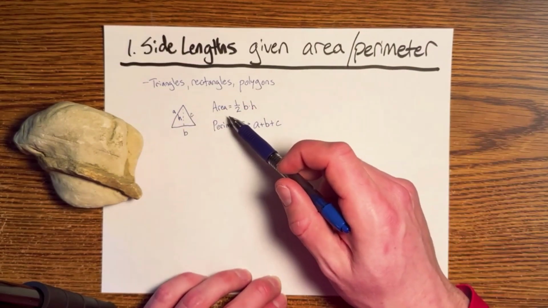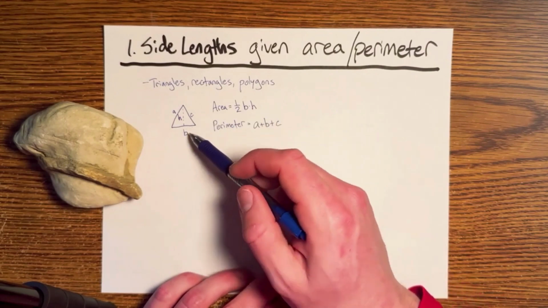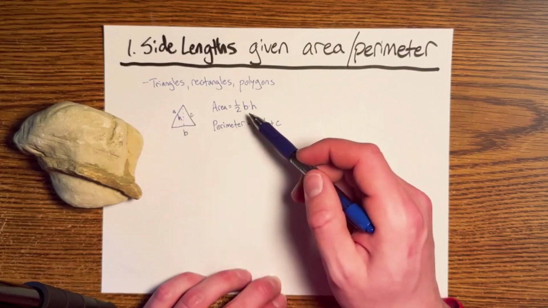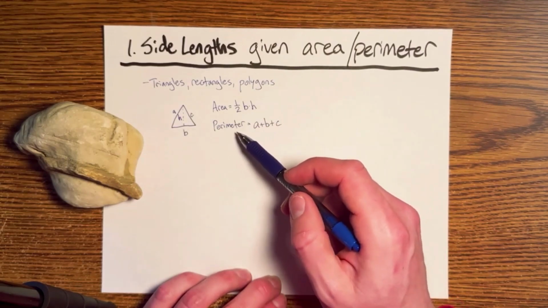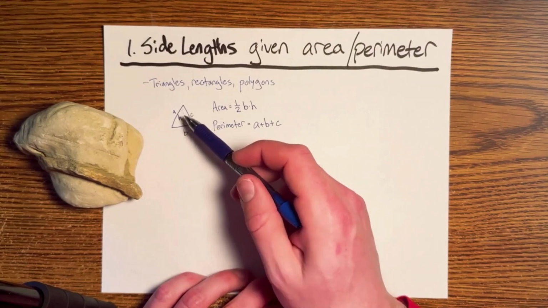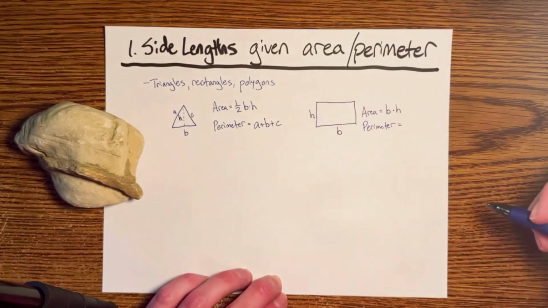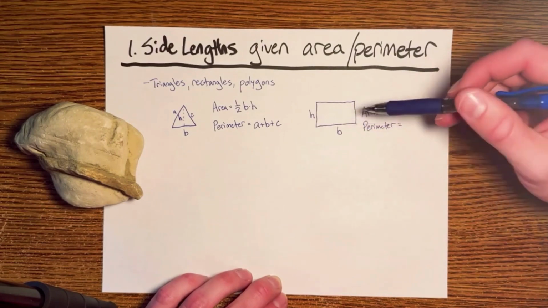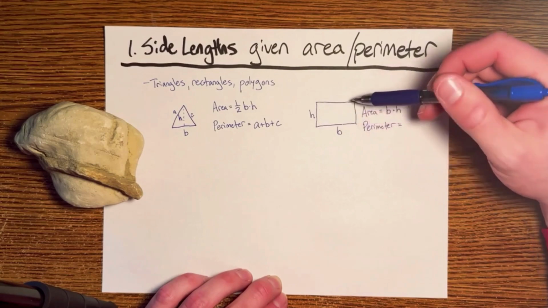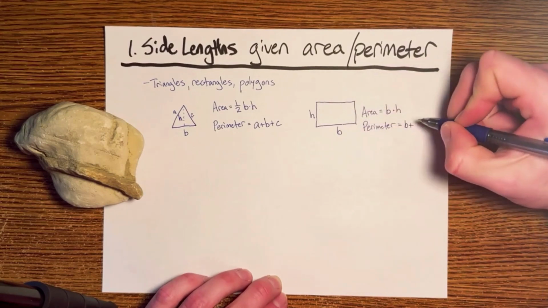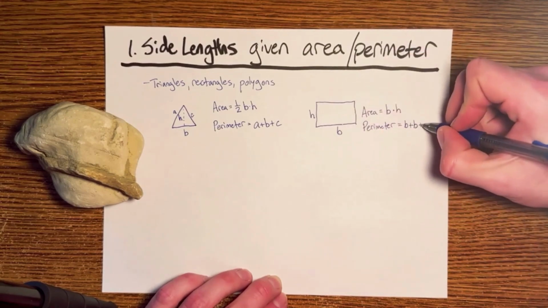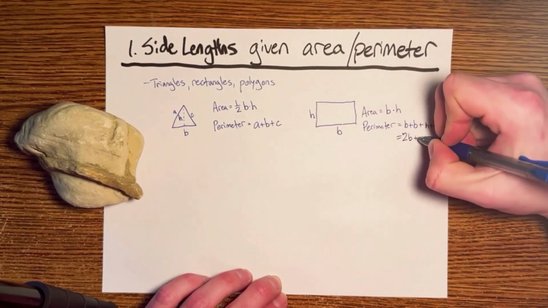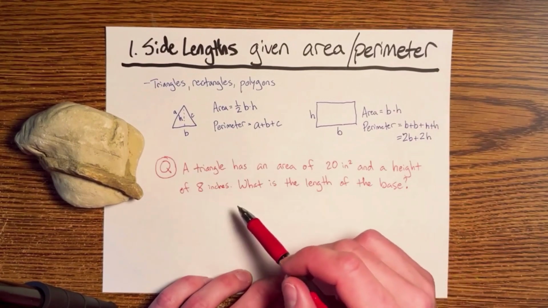So for a triangle, the area is 1/2 base times height, the base being the length of the side opposite the height. So we have the height here and the base here, and we'll do 1/2 base times height. The perimeter for a case like this will be adding up the edges, a plus b plus c. Similarly, for a rectangle, the area is just the base times the height, and the perimeter is going to be all of the edges added up: b plus h plus the same lengths over there, or 2b plus 2h.